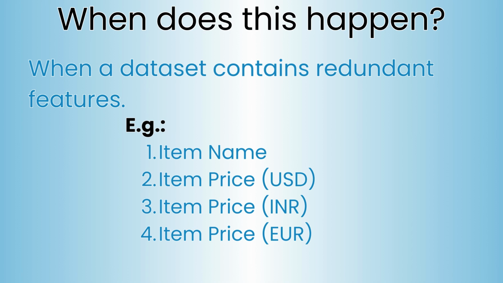When the input matrix has redundant features. Let's take an example of e-commerce data which contains the item details and the price of the item in different currencies. Say price in USD, price in INR, price in EUR. All these three different features which contain the price are highly correlated with each other and could be redundant. So we need to remember to clean the data for redundant features before training on any dataset.